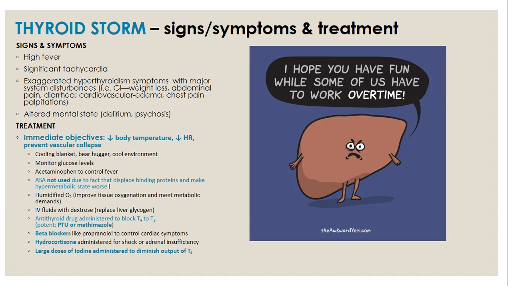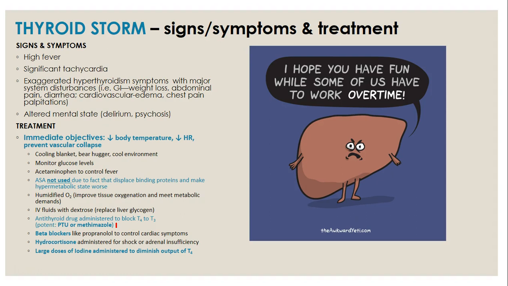Give a patient IV fluids and dextrose to help replace the glycogen that the liver is using because it's kind of overproducing glucose and releasing it out into the body. The two antithyroid drugs that you need to know that will block the T4 and T3 are PTU or methimazole. You'll need to know that for testing purposes, and I'm sure for NCLEX as well. Beta blockers can be used to control cardiac symptoms.